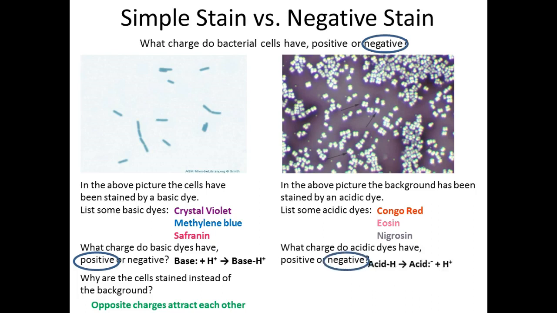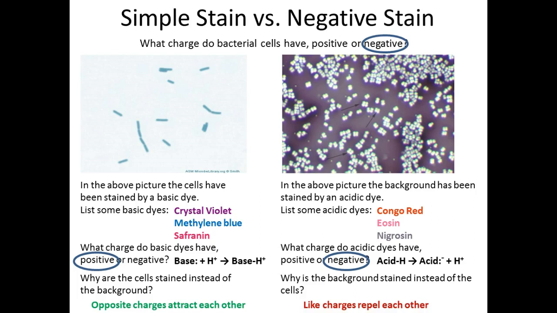We don't actually use that one in this lab. So again, they're negatively charged. So the cell's negative, the dye is negative, what happens? They repel each other and the background gets stained, right? The cell actually repels the dye, so the cell isn't stained, but the background is stained.